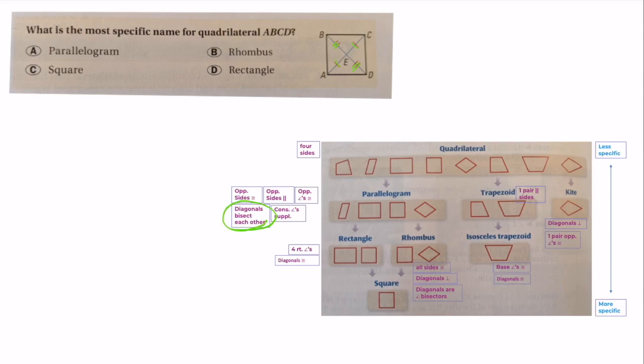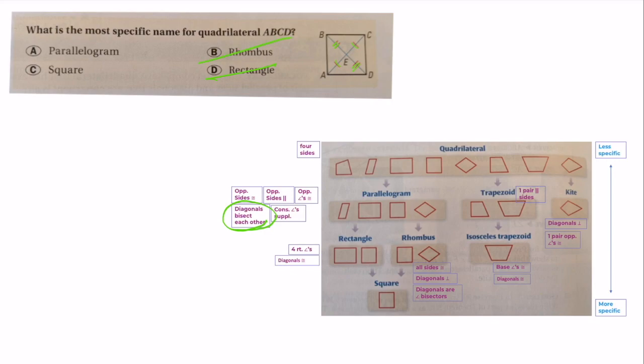Because I see right here, all parallelogram diagonals bisect each other. But to get any more specific, I would have to know, so for a rectangle, right, I'd have to know that all the angles were 90, and I don't know that. So I can't say it's a rectangle. If I wanted to know it was a rhombus, I'd have to know that all four sides are congruent, but they don't tell me that either, so I can't do that.